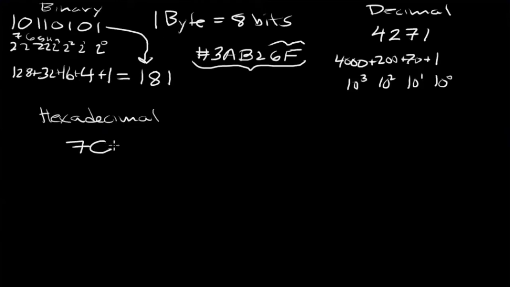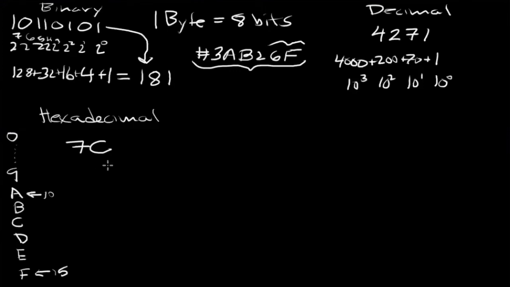The numbers 0 through 9 mean exactly what they sound like. Then A would be 10, B would be 11, C is 12, D is 13, E is 14, and F is the same as 15. Because hexadecimal is base 16, you have to have 16 different values. So 0 to 15 is 16 different values.